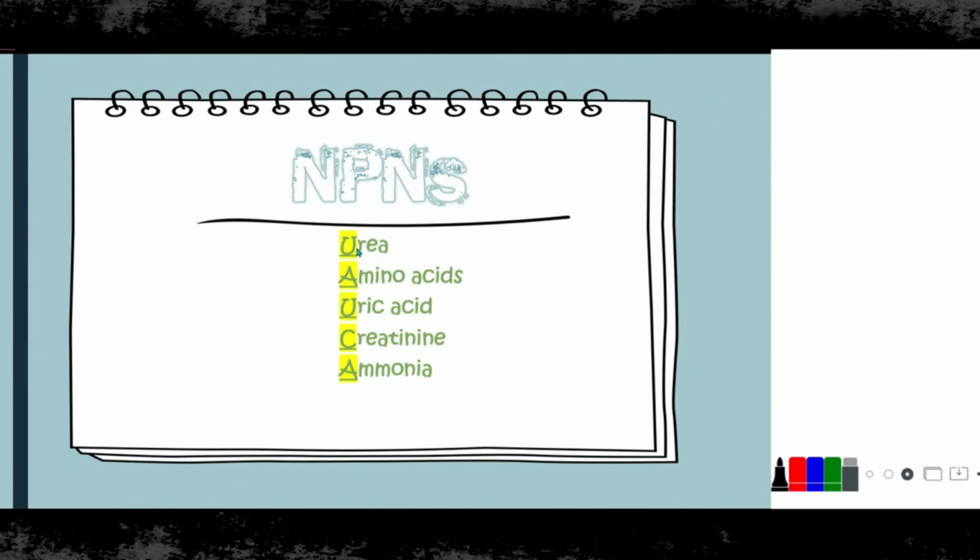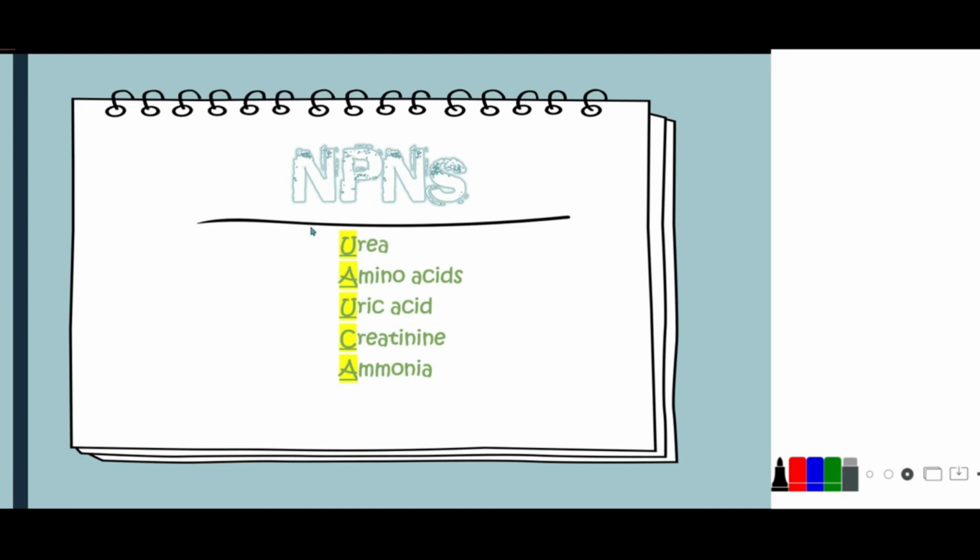Compounds. So before we proceed, let's first have here this mnemonic, which is your UWA-UCA. So actually, this stands for the NPNs arranged in order from highest to lowest concentration in the plasma. So we have, of course, the most abundant NPN in the plasma would be that of your urea, followed by the amino acids. Then we have the uric acid, creatinine, and ammonia.